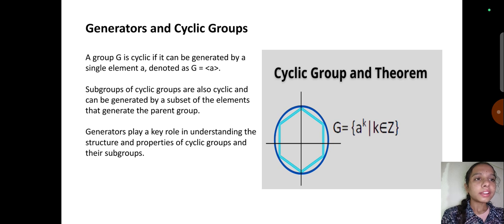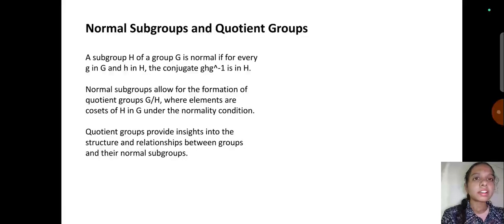subgroups. Cyclic group and theorem. G equals ⟨a⟩, a to the power k, k belongs to Z, and this is about the generators of cyclic groups and subgroups. And next, normal subgroups and quotient groups. We are going to speak about normal subgroups and quotient groups.